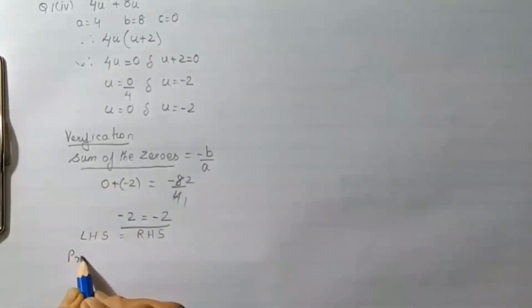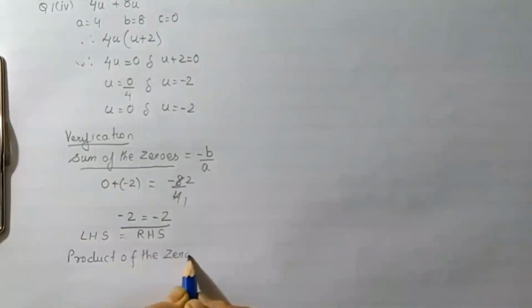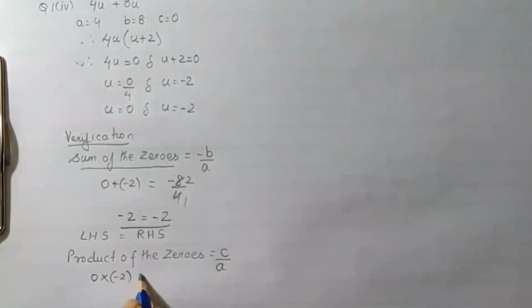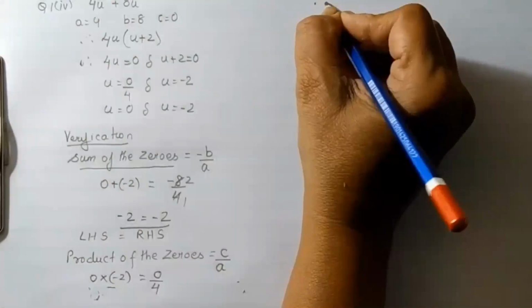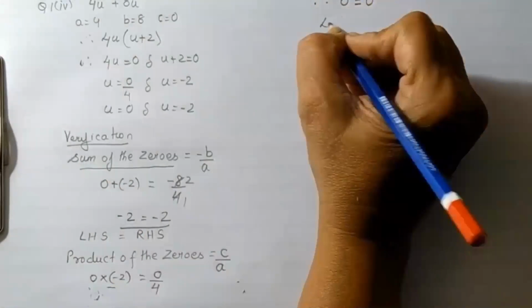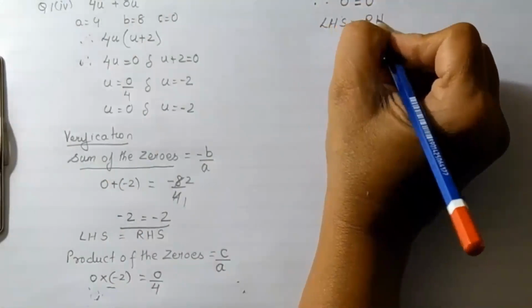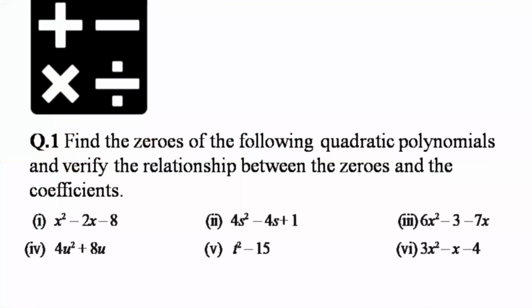Now we verify the product of zeros. Product of zeros, 0 multiplied by minus 2 is 0. Okay, anything multiplied by 0 is 0. C is also 0. So 0 into minus 2 is equal to 0 upon 4, which is right. 0 is equal to 0. So LHS is equal to right hand side. So both are verified.